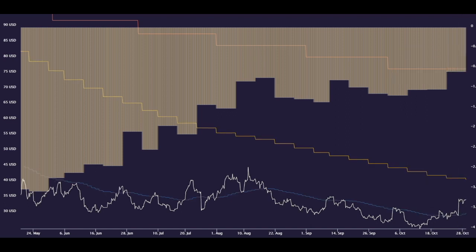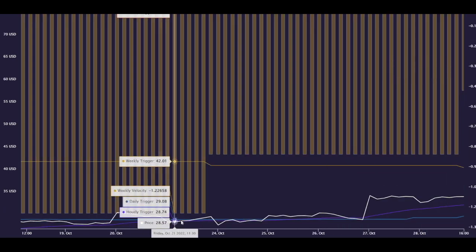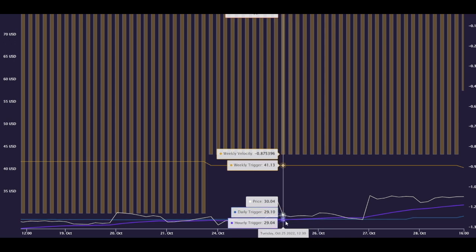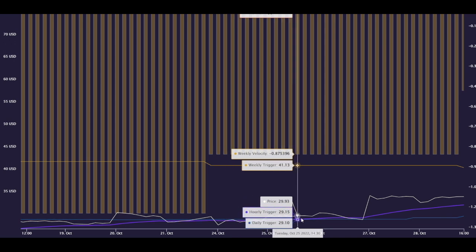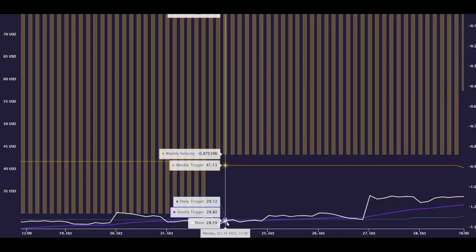And look at the daily trigger and the hourly trigger. You see how the hourly trigger crossed the daily trigger right here. The hourly trigger right here is 29.04, 29.10, 29.15. Here's your cross, and look at the counter trend move right back down to the daily trigger. This is very normal. This happens almost 90% of the time. And then right after the counter trend move, you could ride this up to the weekly trigger.